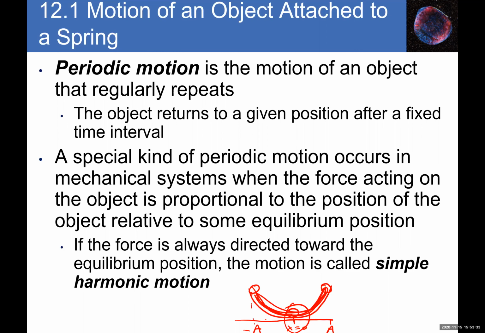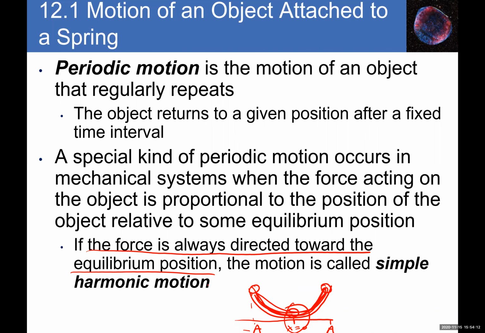Now, what's the difference? Well, the difference is in the way that force is acting on the system when the object is being displaced. When there's a displacement, we want to look at the force acting on the object to restore it toward equilibrium, which will always be in the opposite direction of the displacement. So that's a very important thing. That means if a force is always directed toward the equilibrium position, the motion is called simple harmonic motion. And that's the important thing.